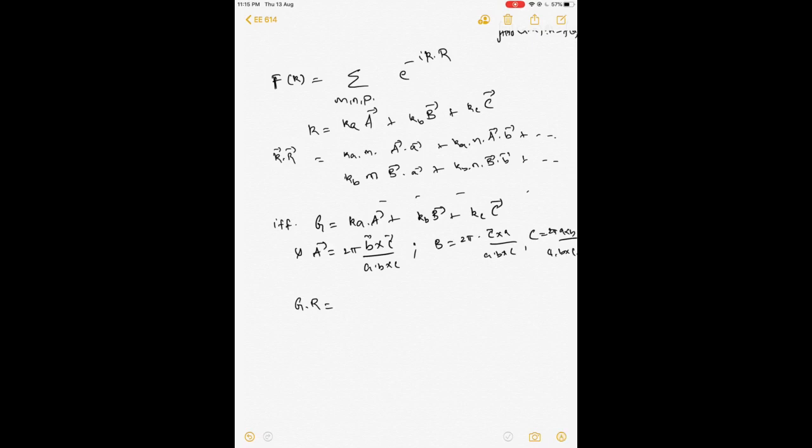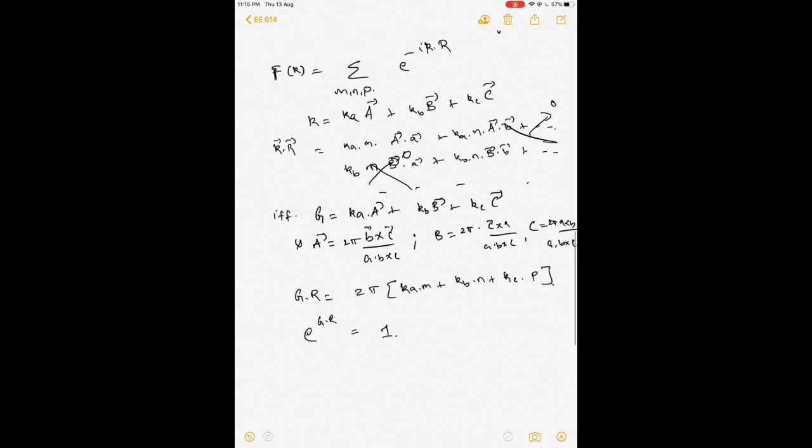So if we have something like this, then it's easy to see that if I have G dot R, all the other terms, all the non-diagonal terms will turn to 0, and only the diagonal terms will remain, and this will be 2 pi times Ka dot n plus Kb dot n plus Kc dot p, right? And e power G dot R is unity.